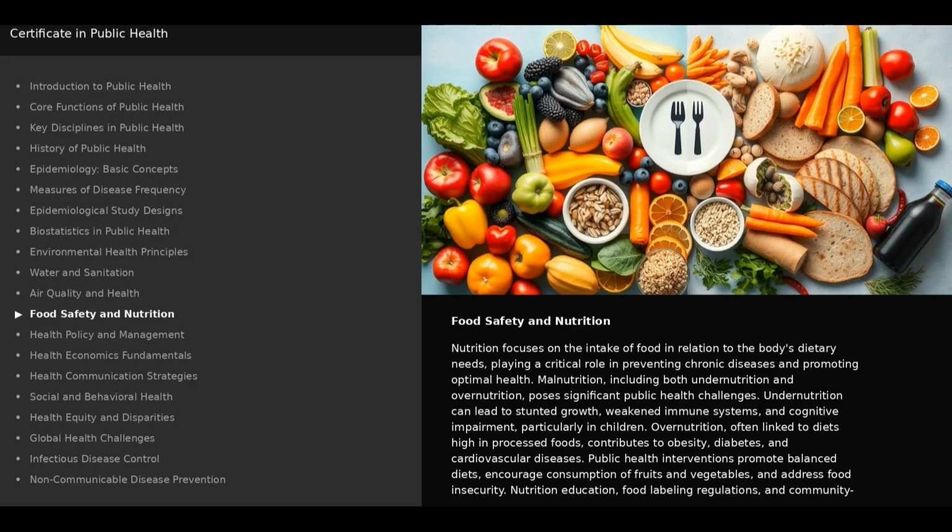Undernutrition can lead to stunted growth, weakened immune systems, and cognitive impairment, particularly in children. Overnutrition, often linked to diets high in processed foods, contributes to obesity, diabetes, and cardiovascular diseases. Public health interventions promote balanced diets, encourage consumption of fruits and vegetables, and address food insecurity.